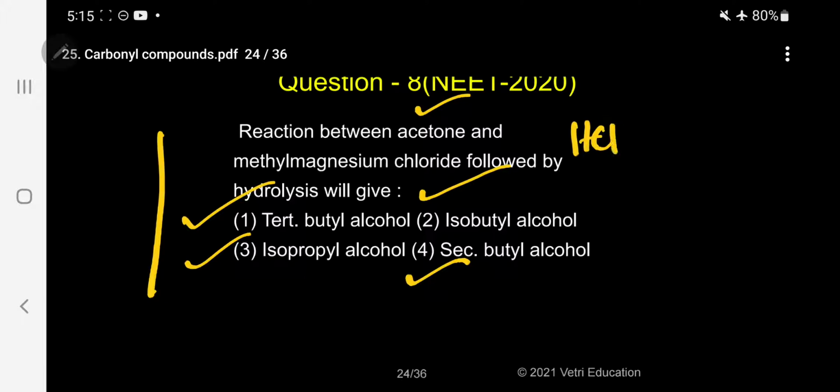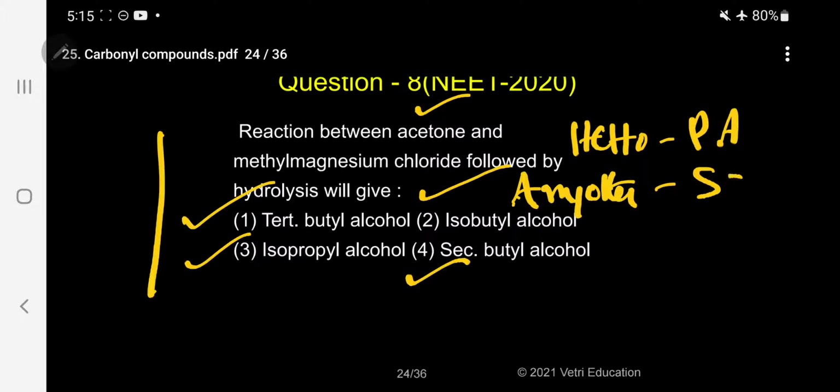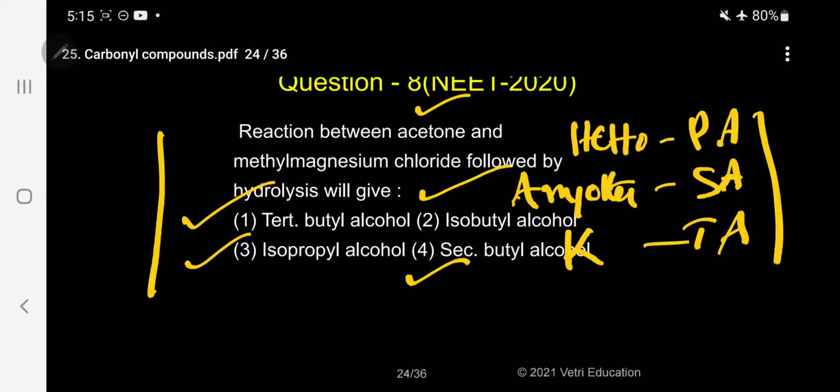Formaldehyde always gives primary alcohol. Any other aldehyde gives secondary alcohol. Ketone gives tertiary alcohol. This is the basic rule you must keep in memory, a trick. So formaldehyde with Grignard reagent gives primary alcohol. Any other aldehyde other than formaldehyde gives secondary. Any ketone gives tertiary. So this is acetone, a ketone, it should be a tertiary. So the answer should be A.